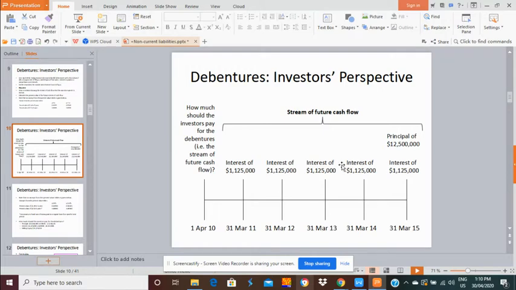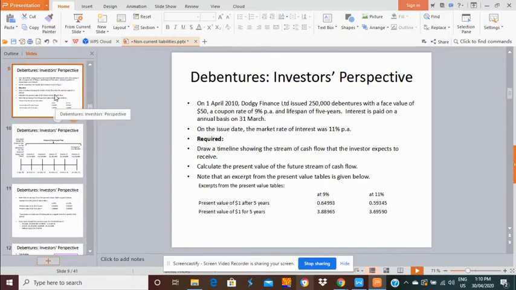Regarding the coupon payments, you can convert them one by one: 1.125 million divided by 1.11 to the power of 1. This one divided by 1.11 to the power of 2. This one divided by 1.11 to the power of 3, to the power of 4, and to the power of 5. You can do it like that, of course, but what if you have many coupon payments? That's why you need to use the present value interest factor of annuity.